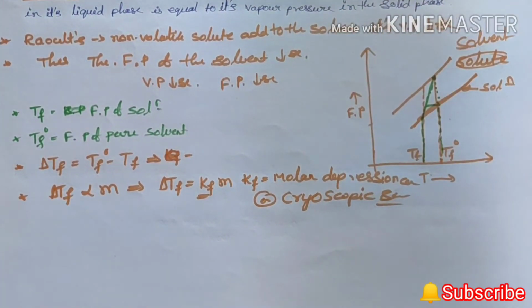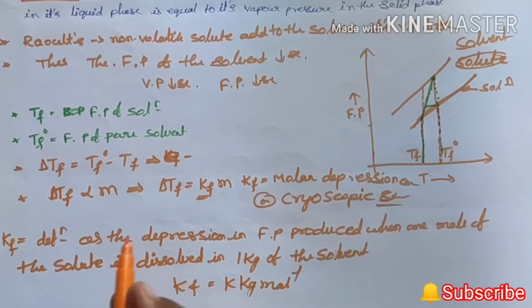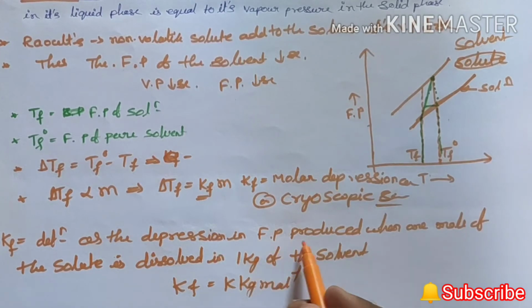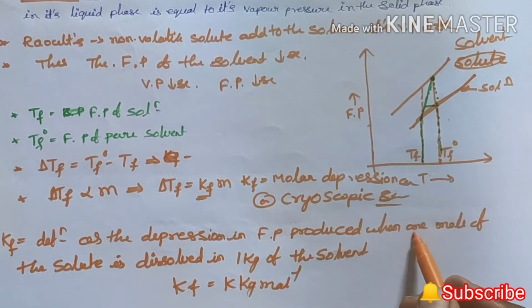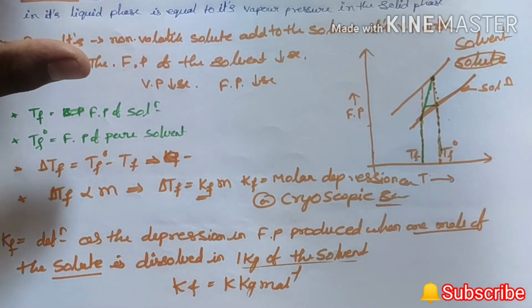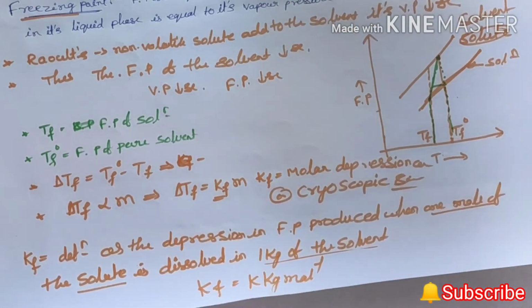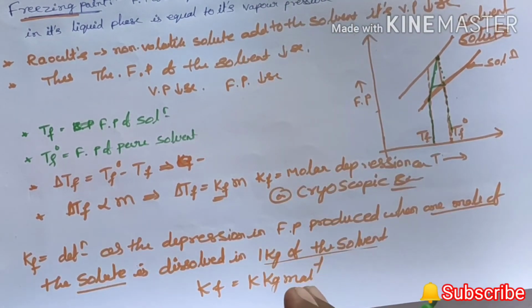I will write this. Cryoscopic constant definition: it is defined as the depression in the freezing point produced when 1 mole of a solute is dissolved in 1 kg of a solvent. Same as before, similarly for the ebullioscopic constant definition, dear student. So this is the cryoscopic constant.